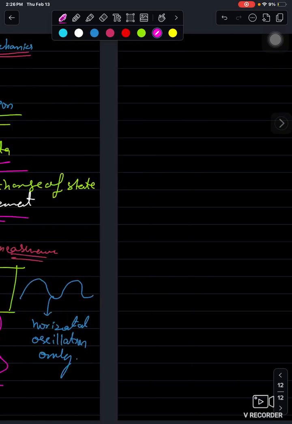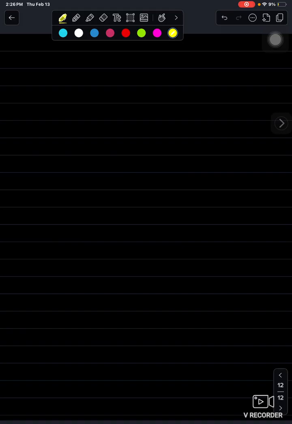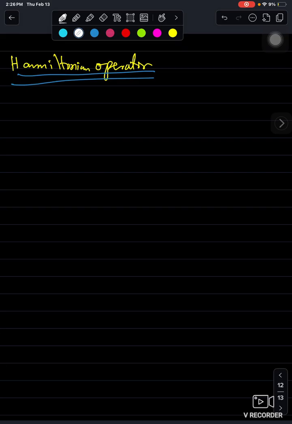Now when we talk about operators in particular, the type of operators we'll be talking about are the Hermitian operator, and the Hamiltonian operator. In the Hamiltonian operator, it's about energy. We're talking about the energy of a physical quantity in a given situation.